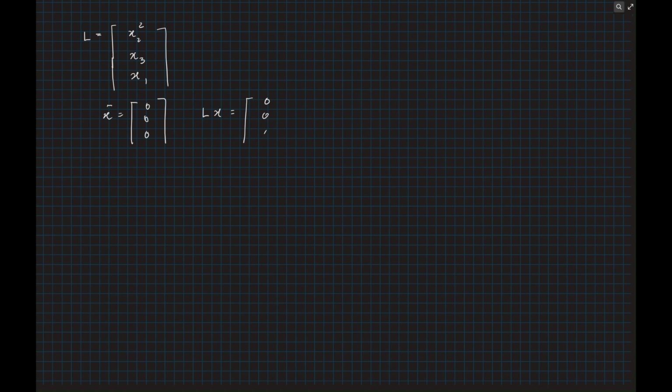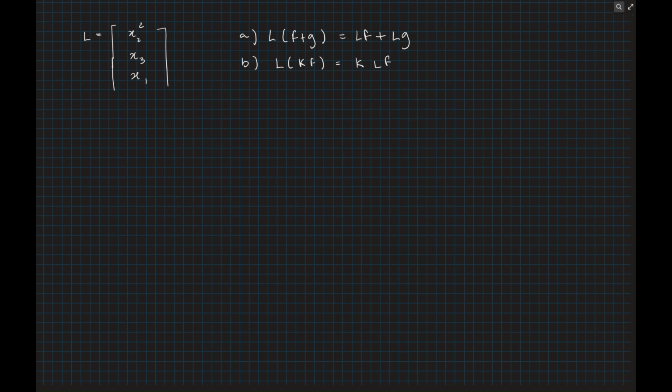L of x is going to give us back (0, 0, 0). So this condition holds, and we want to check whether our two conditions that I mentioned in the previous video are valid. If they are valid, then we have a linear operator, and if they're not valid, then the operator is not linear. So I'm just going to write it above. Our first condition is L of f plus g is equal to L of f plus L of g. Our second condition is that L of some constant k times f is equal to k times L of f.